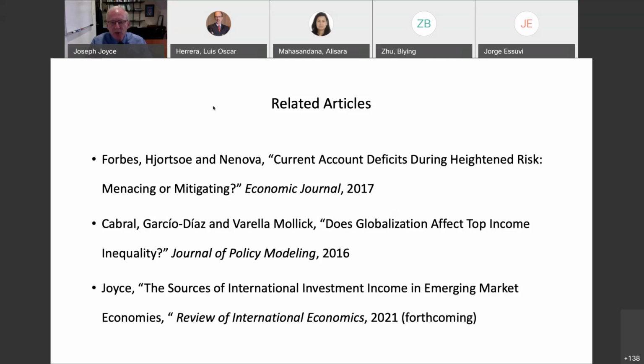There is another paper that looks at FDI portfolio income on income shares that appeared in the Journal of Policy Modeling in 2016. And I have a paper that looks at the flip side, where the money is coming from. And the answer is from emerging market economies. And I have an article about that phenomenon within those economies. That should be appearing sometime this year in the Review of International Economics.